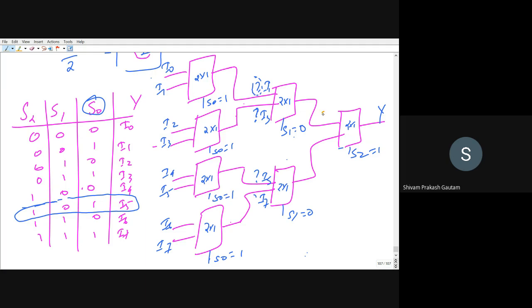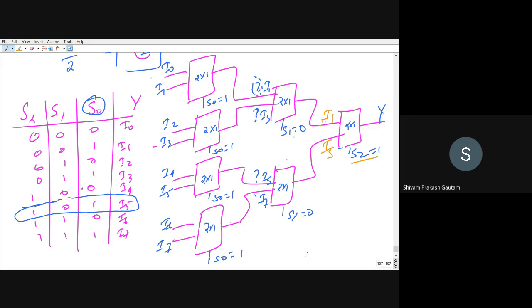Now what will be the output here? S1 is 0. Just check what the output is here. What will we be getting here? S1 is 0, so I1. And S1 is again 0. So what will we be getting here? I5, right? But S2 is again 1.